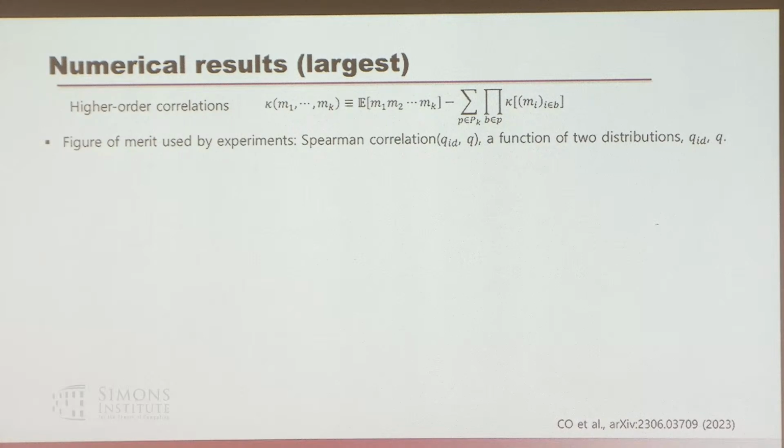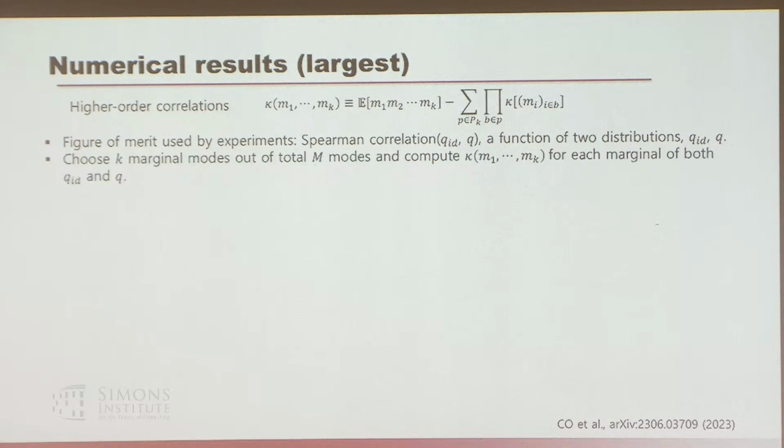Then how do we make this a figure of merit to claim quantum advantage in experiment? They typically use this so-called Spearman correlation, which is one particular statistical measure to show that their outcome is close to the ideal outcome. So let me give you more detail on how they actually compute this. Let's say we are considering k-order correlation. Then we choose k marginals out of m modes, so we are going to have m choose k different numbers. We compute for each choice, and eventually we will have an m-choose-k-dimensional vector. And then we compute this so-called Spearman correlation.